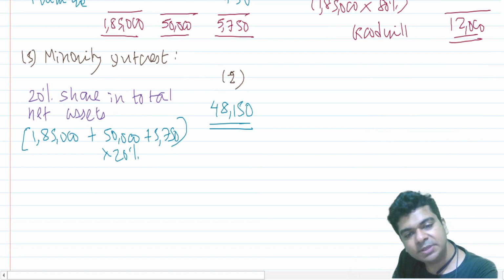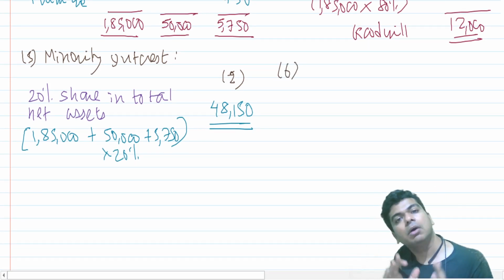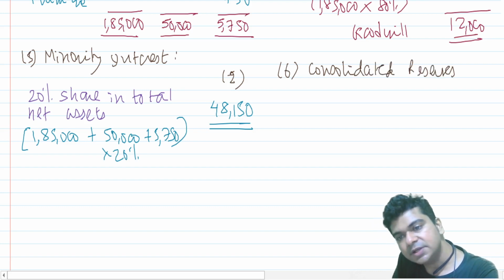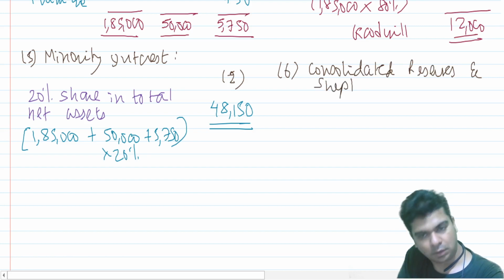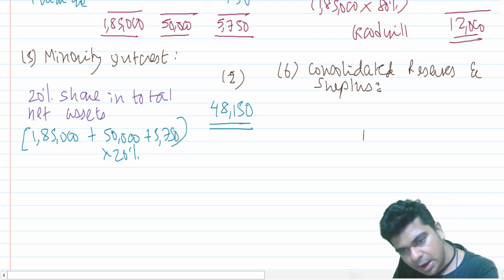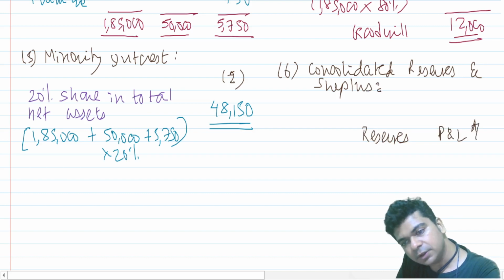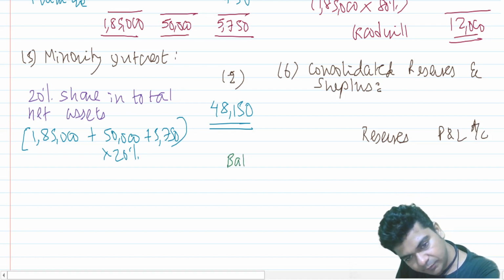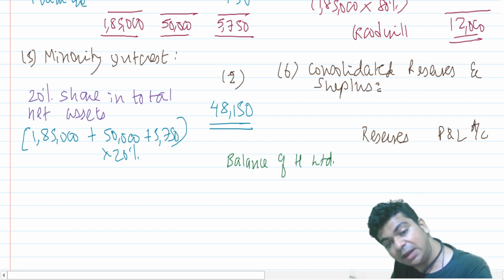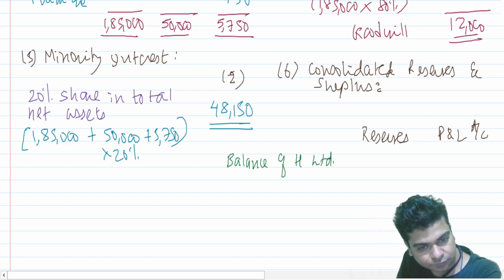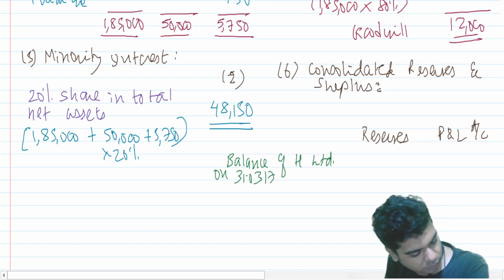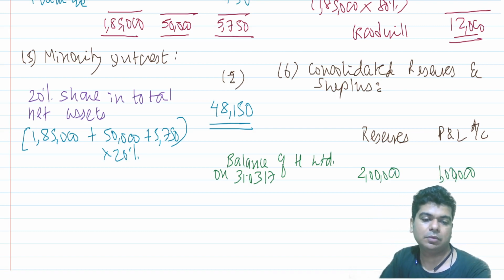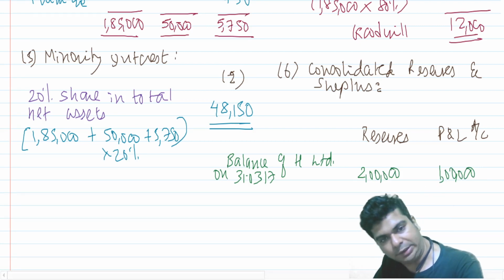And now the final principle is to be applied. You have to work out the consolidated reserves and surplus. I prepare a column for reserves and a column for profit and loss account. This time we will say balance of H Limited on 31st March 17. Check with the balance sheet and pick up the balances of the parent. Two lakhs and 1 lakh.